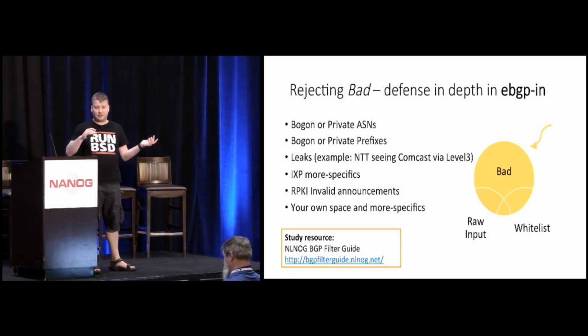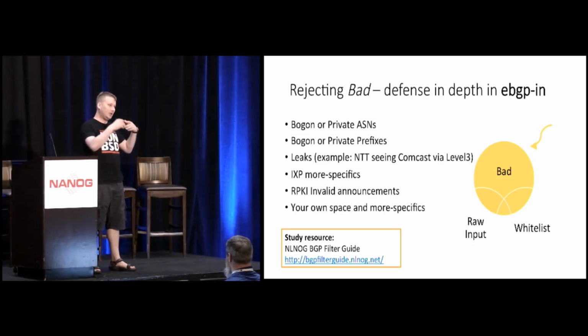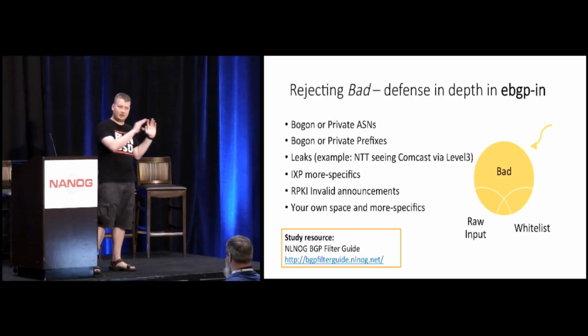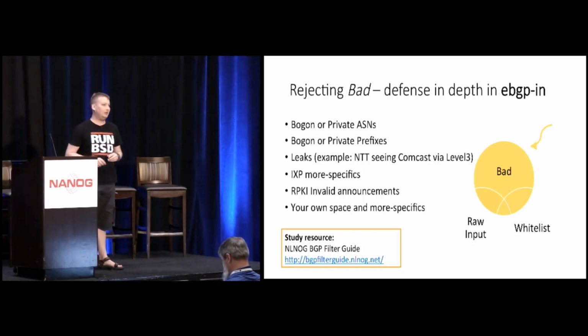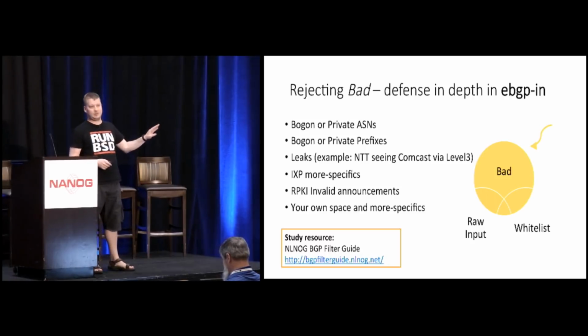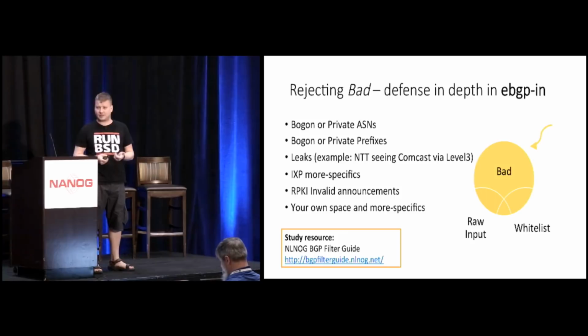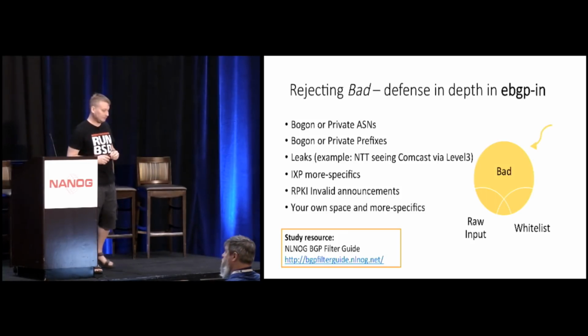I've mentioned at a previous NANOG how our peer lock mechanism works, where we have a mechanism to ensure that we will not see Level 3 behind Cogent and not see Cogent behind AT&T. This type of information is what we put in the bad section, and that will always be rejected outright. Others are IXP more specifics or RPKI invalid announcements. They go in the same category.